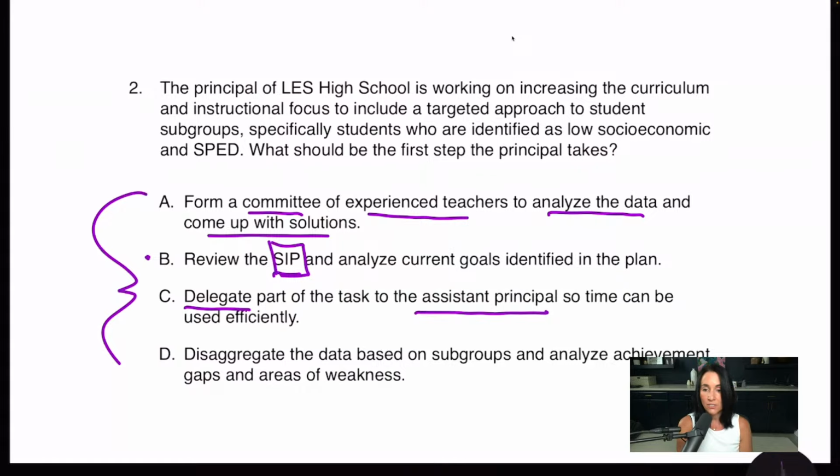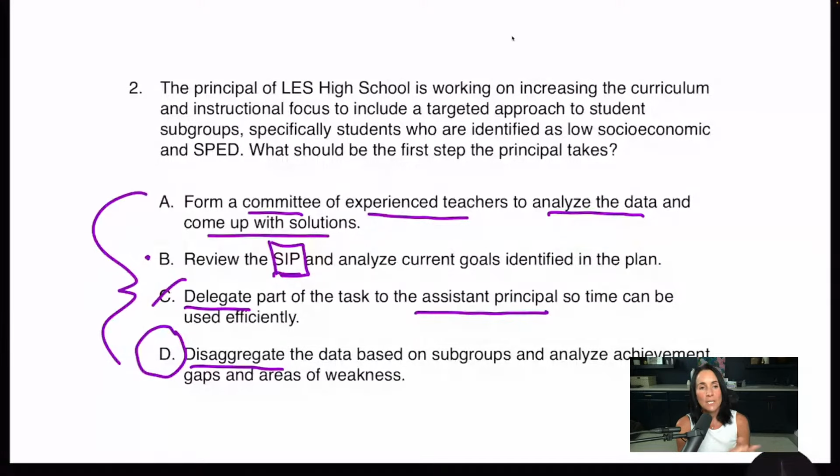Disaggregate the data based on subgroups and analyze achievement gaps. Okay, D has all the good stuff. First of all, this word disaggregate is a brilliant word on this test. Disaggregate means we dig down into the data and look at things more closely.